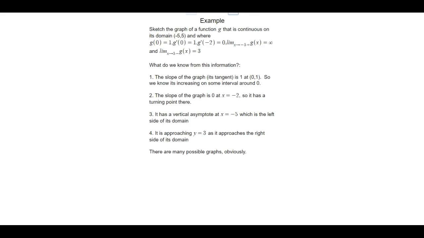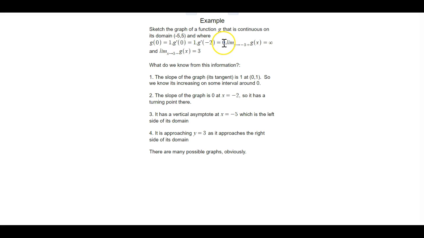So here's an example from a homework problem. Sketch the graph of a function that's continuous on the domain -5, 5, and where you have these conditions. So you have g of 0 is 1. That's giving you that the point 0, 1 is on the graph. g prime of 0 is 1. So this is telling you that at 0, the slope of the graph is 1.